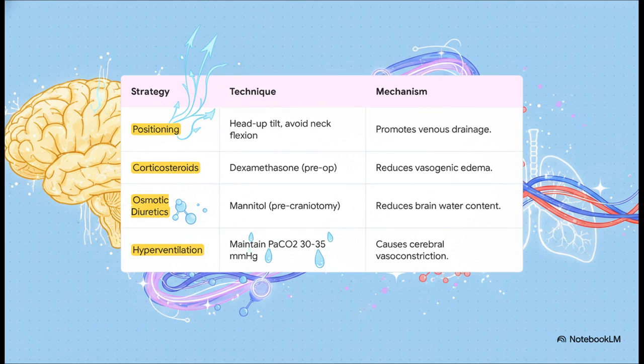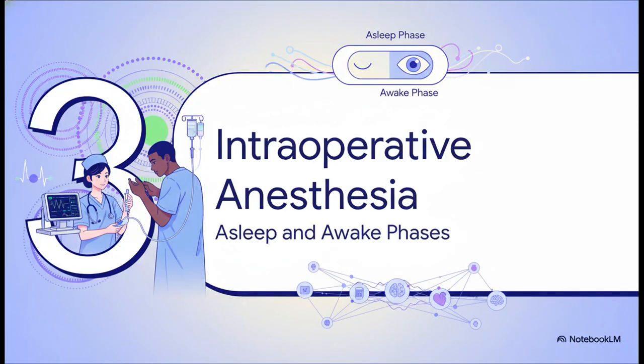But intraoperatively, our most dynamic and powerful tool is ventilation. A little bit of controlled hyperventilation causes cerebral vasoconstriction, which literally gives the surgeon more room to work. But you have to be careful. Too much, and you risk ischemia. It's a delicate balance.